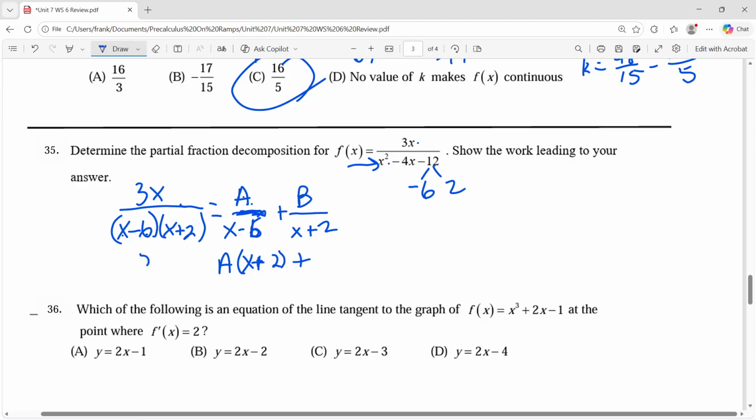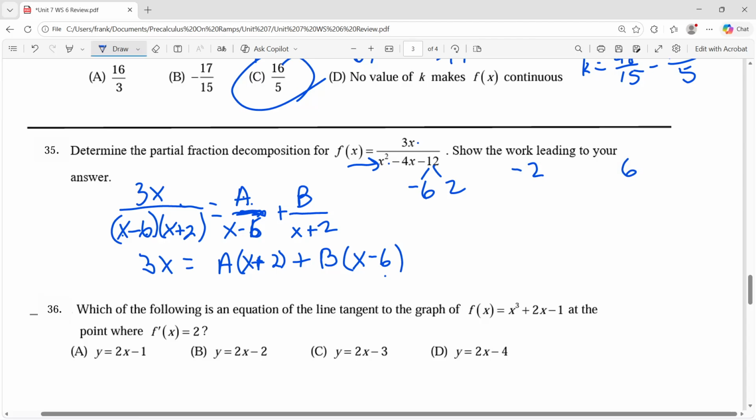Plus, and 3x is still on that side. And if I multiply B over x plus 2 times x minus 6 over x plus 2, the x plus 2's cancel, and I get B times x minus 6. Now all I have to do is figure out values of x that can get rid of one or the other of those so I can solve for the other. Well, I'll do minus 2 and plus 6.